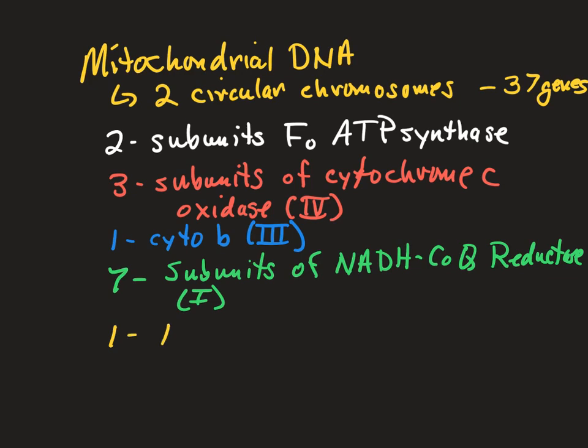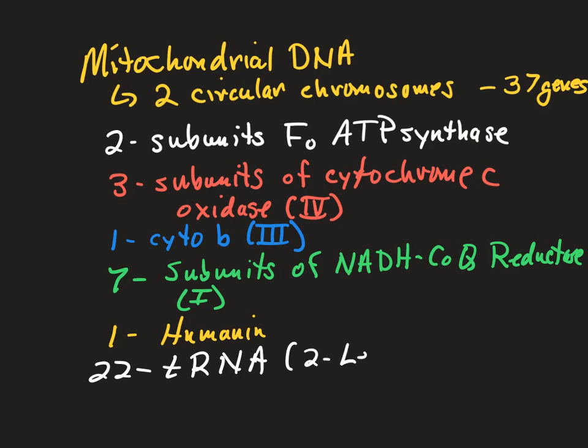One is called humanin, which seems to be some kind of protective protein. 22 are for transfer RNAs. And since we only have 20 amino acids, it's interesting that there's 2 for leucine and 2 for serine. The other amino acids only have 1 each. And then 2 genes for the ribosomal subunits.